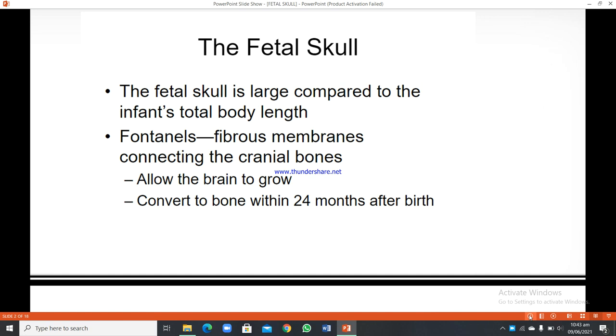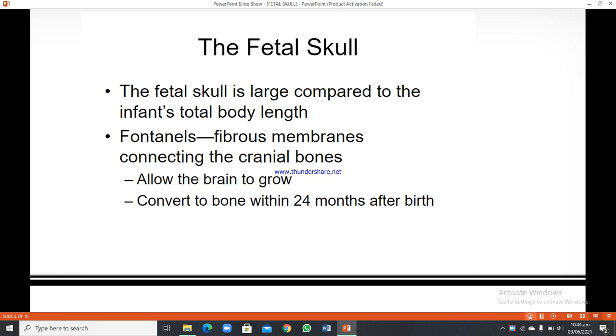Female pelvis, because it is the fetus skull which has to pass through the birth canal. The 3 P's are the power of the uterus, the passage, and the procedure, which is the fetus. These 3 are very important for the labor. The fetal skull is large compared to the infant's total body length.